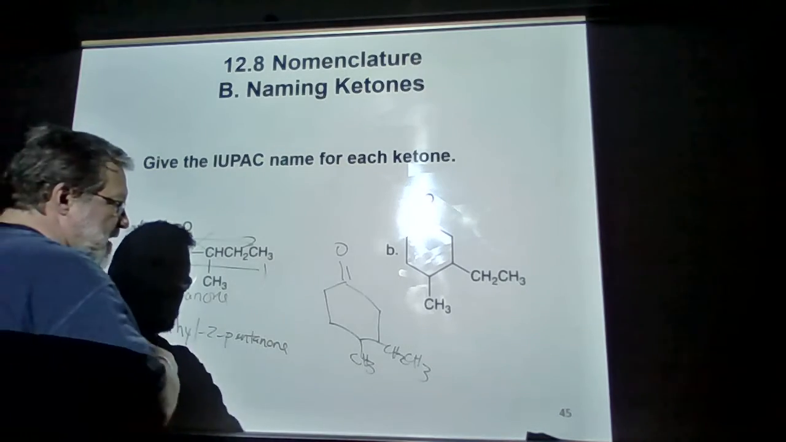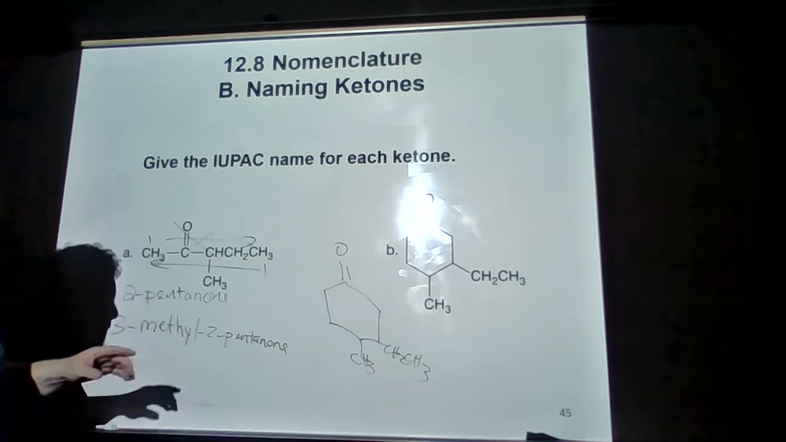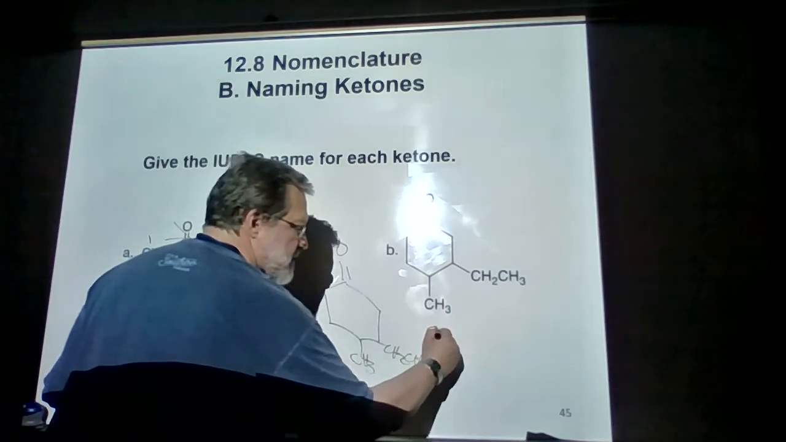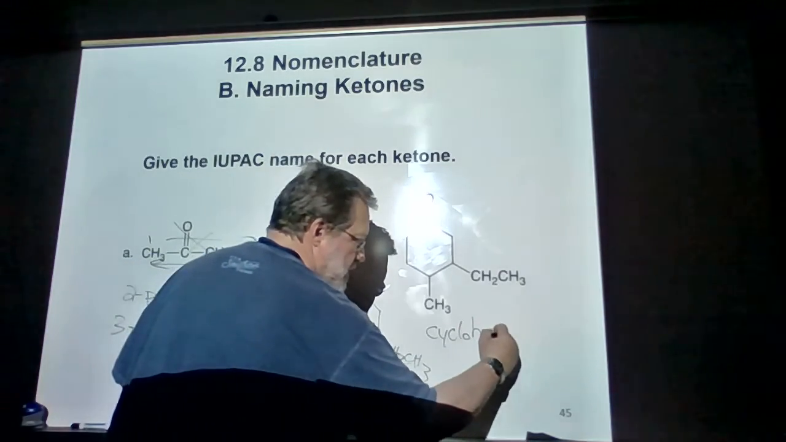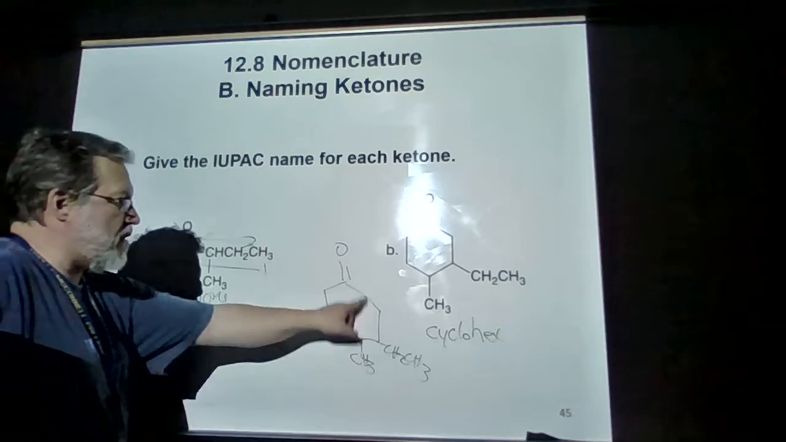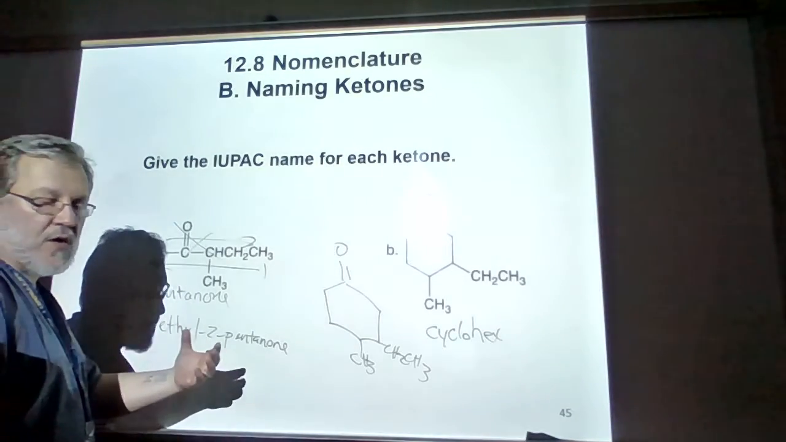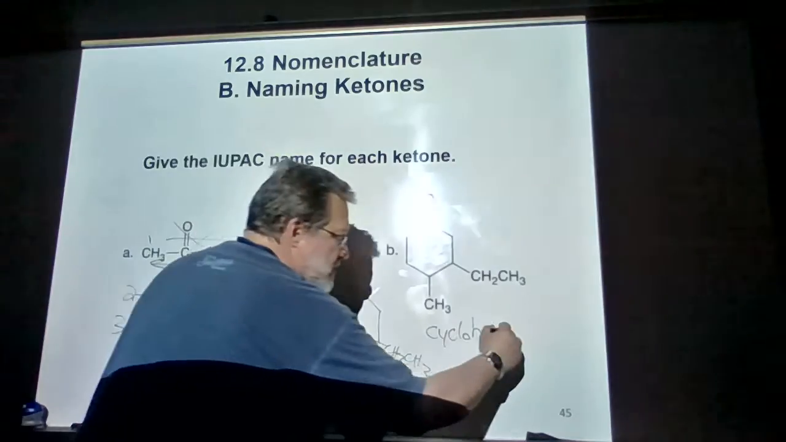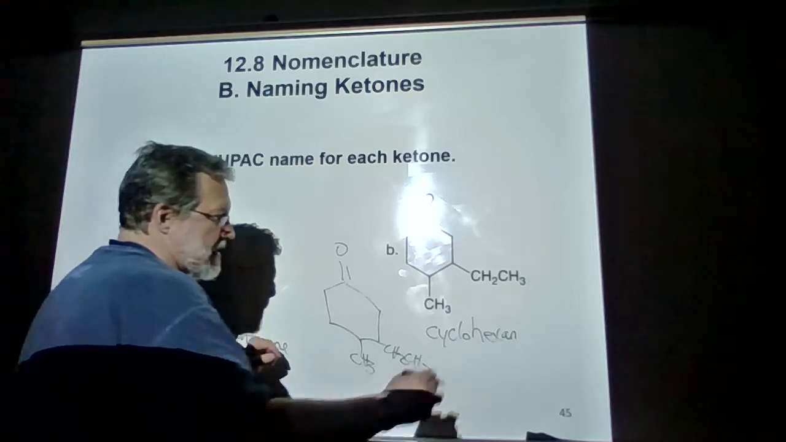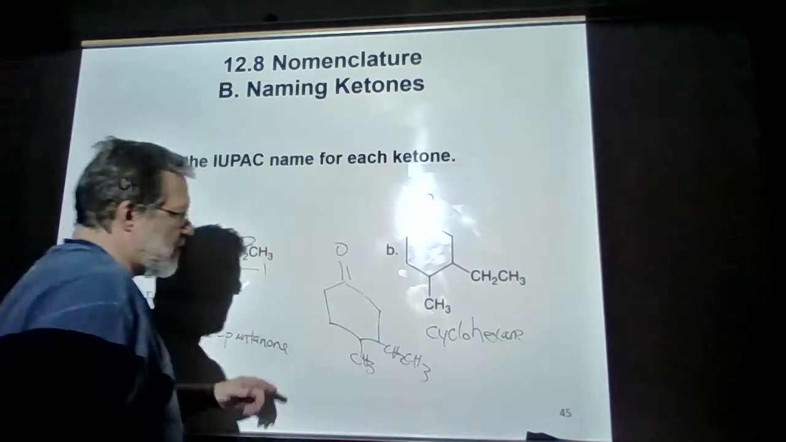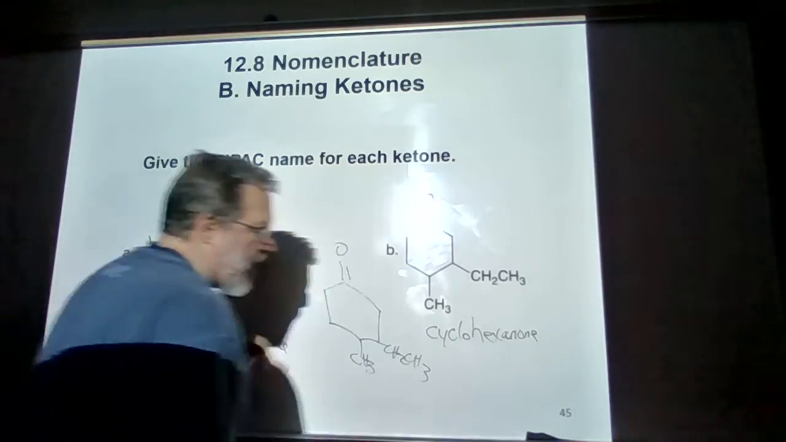We have a 6-membered ring. It is the parent compound. Since it's cyclic, it is cyclo. 6 carbons, hex. All of the carbons in the ring are totally saturated. They are hydrocarbon-like. They are alkane groups. So it is cyclohexane. If there were no carbonyl, it would be a cyclohexane. But since we have a carbonyl, we drop the E ending and put on the O-N-E ending.